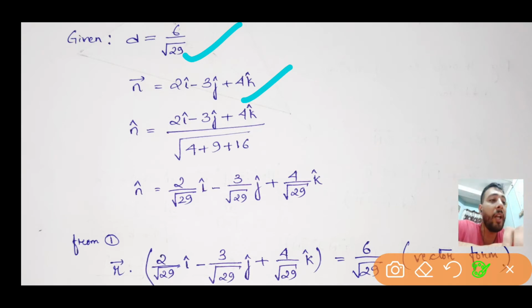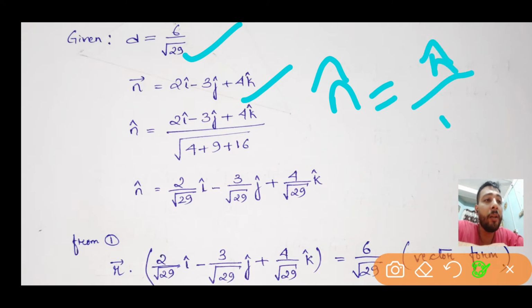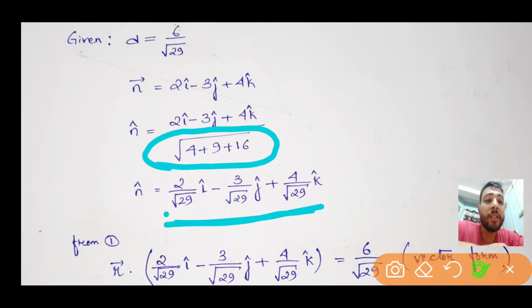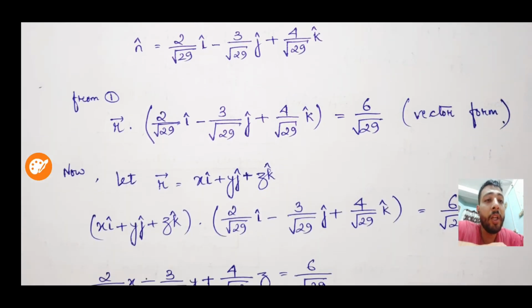How do you find n cap? n cap is n vector by modulus of n vector, right? And then just split this denominator to each term. So you can see this I got as n cap. Okay, now I'll be substituting them in the equation.